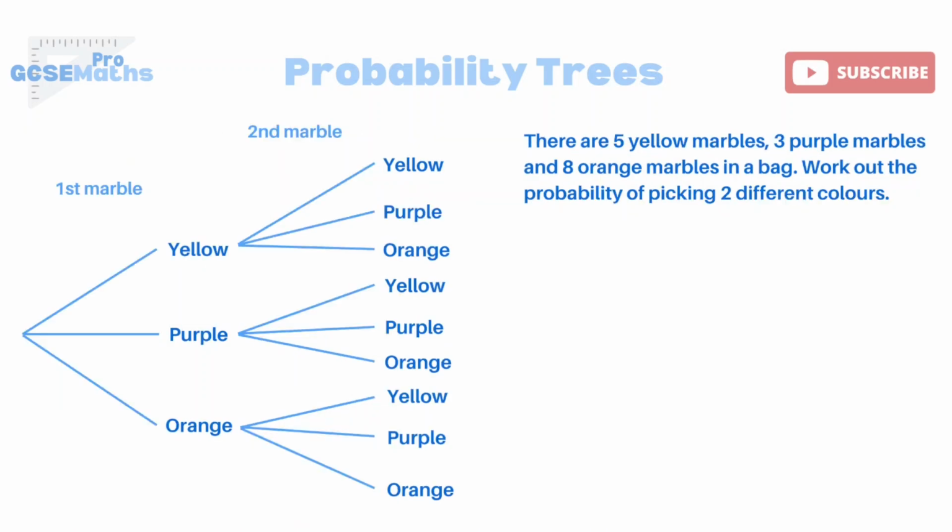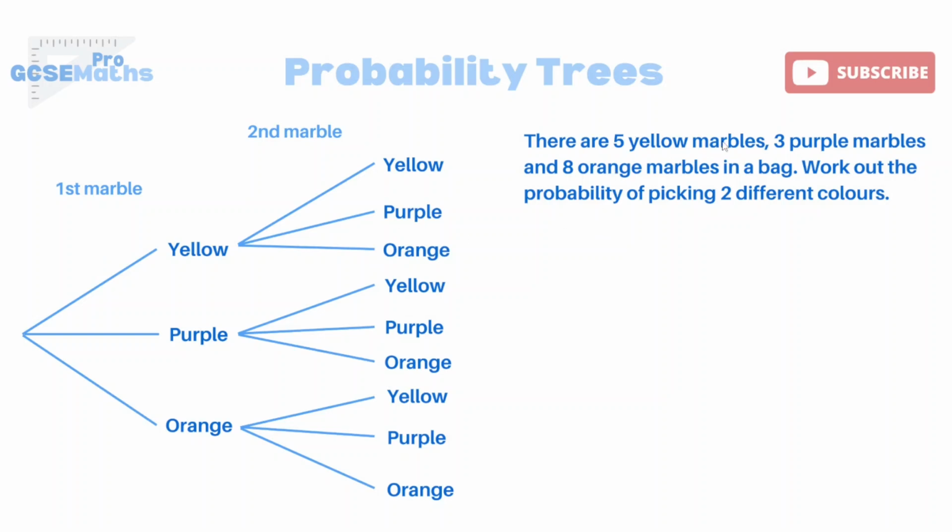Okay, so this one's, again, a little bit harder just because you can see now we've got 3 options rather than 2. And it gets a bit crowded around here when you have got a 3-part probability tree. So we've got here that there are 5 yellow marbles, 3 purple marbles, and 8 orange marbles in a bag. Work out the probability of picking 2 different colours. Okay, so again, we're going to have to complete the tree and then we'll work out the question.